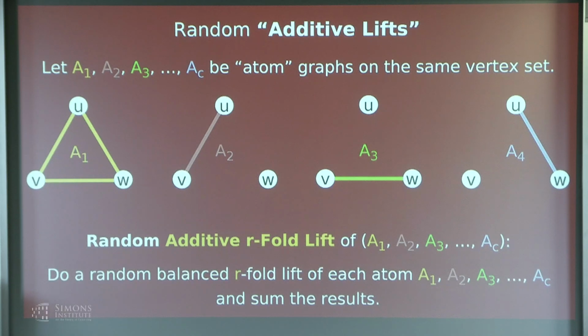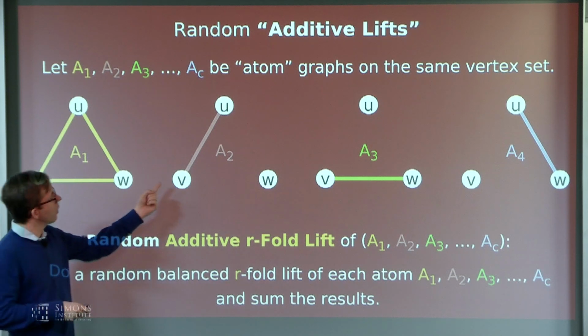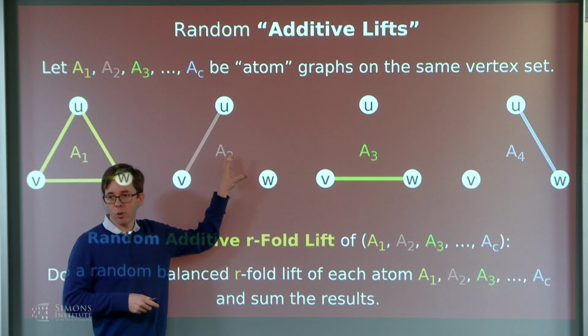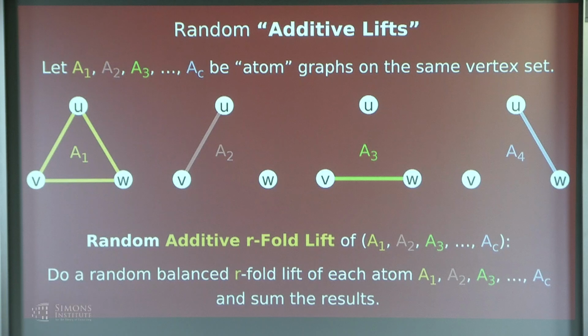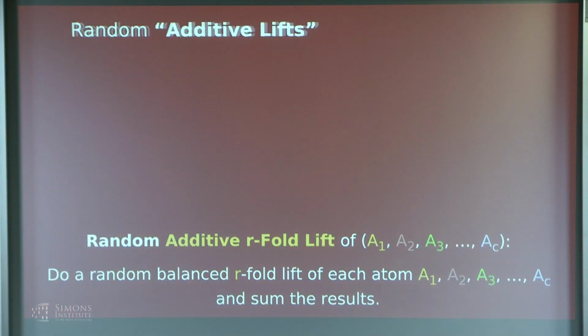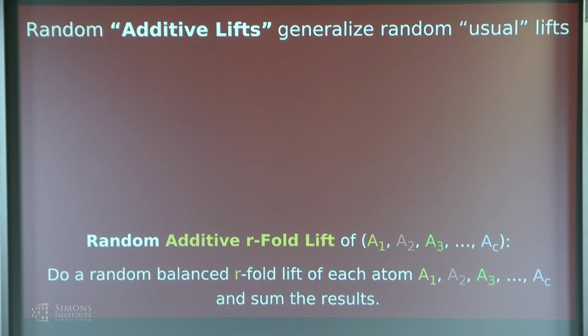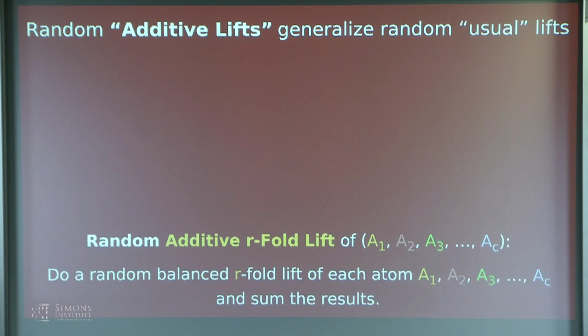Let me make just one small remark on these balanced lifts. Whenever you have a single edge, or in fact more generally a forest, the balanced lifts are the same as the usual lifts. A balanced random lift is the same as the usual random lift because there are no cycles. Now let me tell you how these random additive lifts in fact generalize the usual random lifts.